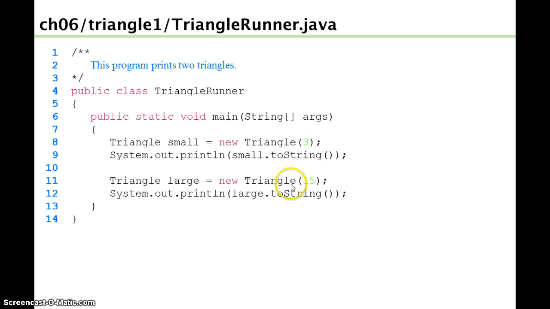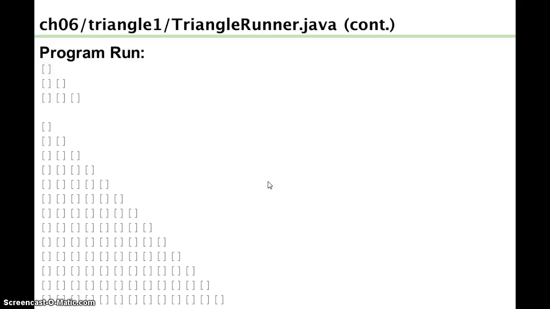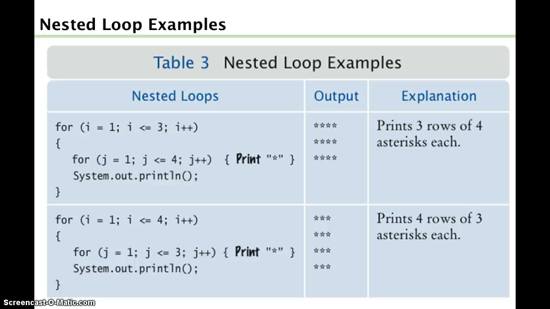And then the large triangle, 15, you're going to get lots and lots of rows, 15 rows, where each row is going to be one symbol longer than the previous row. And so this is what you're going to get. So we have our 15 rows. Our last row should have 15. Which it does, it has 15 symbols.